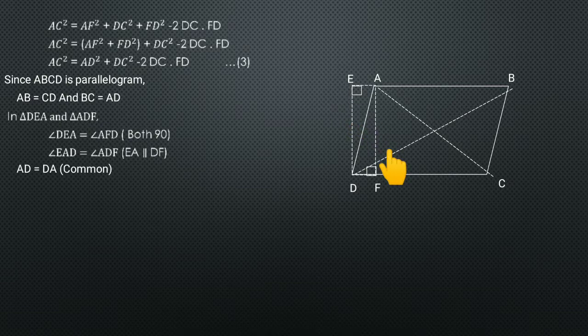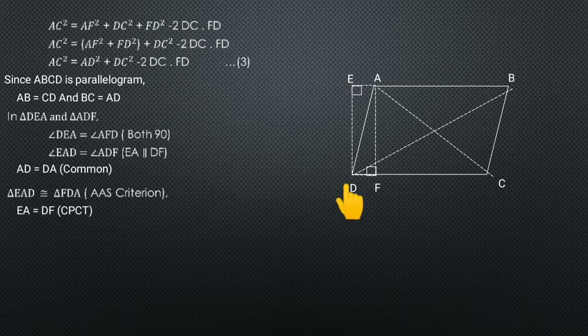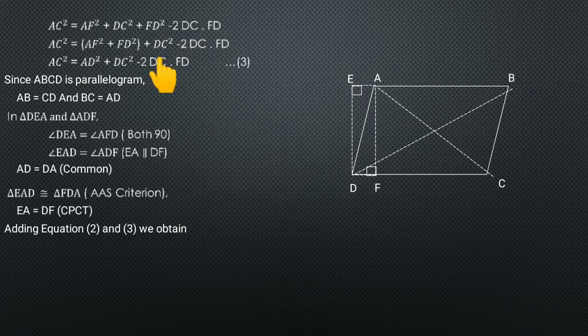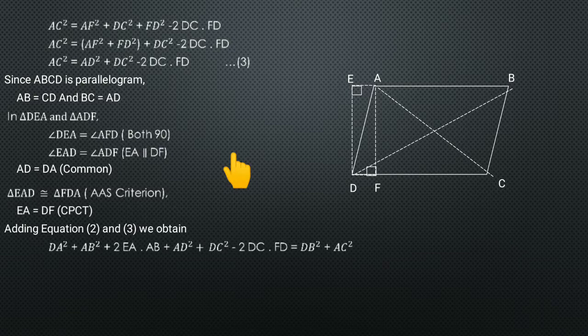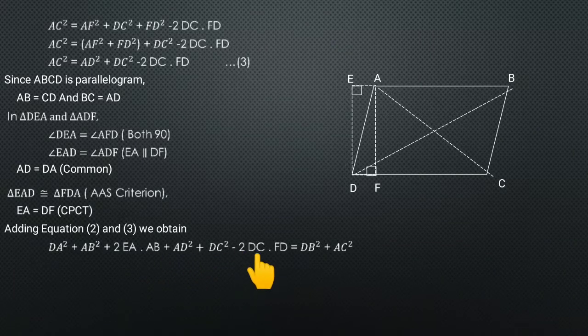Then we can say that these two triangles are congruent by criteria AAS, that means angle, angle, side. Now from this congruency we can say that EA is equal to FD. Now using equation 2, which I said to remember, and equation 3, using these two equations we can write DA square plus AB square plus 2EA into AB plus AD square plus DC square minus 2 DC into FD equals DB square plus AC square.